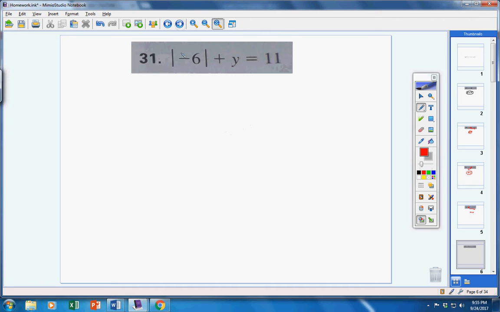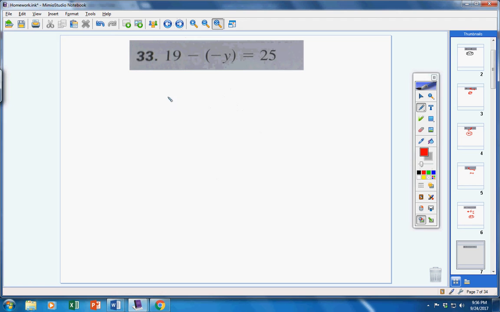Moving on to number 29. Step 1, simplify both sides. We cannot simplify an 11. However, we can simplify this side. The absolute value of negative 6 is positive 6, and then bring down your positive y. So now step 1 is finished. We have simplified both sides. Step 2, isolate the variable. So bring this positive 6 over, make it a negative 6, and we're left with y equals 5.